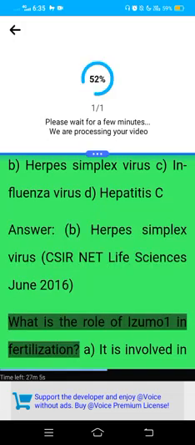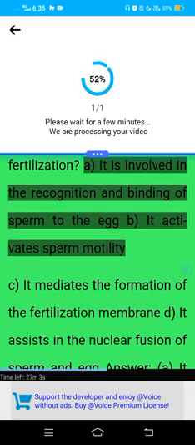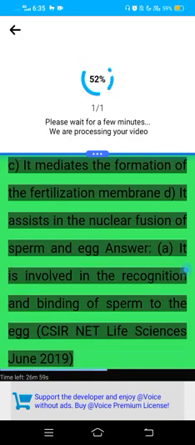What is the role of Azuma-1 in fertilization? A. It is involved in the recognition and binding of sperm to the egg. B. It activates sperm motility. C. It mediates the formation of the fertilization membrane. D. It assists in the nuclear fusion of sperm and egg. Answer. A. It is involved in the recognition and binding of sperm to the egg. CSIR Net Life Sciences June 2019.